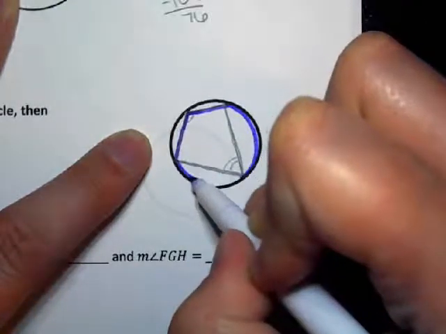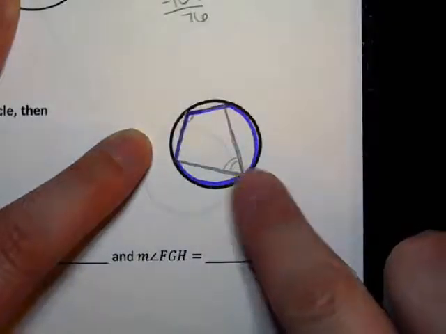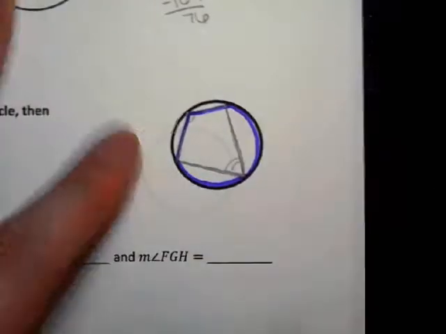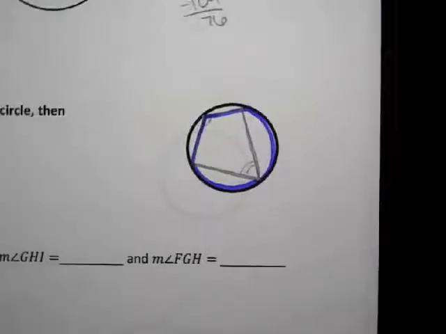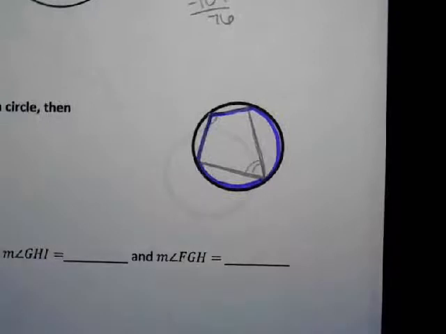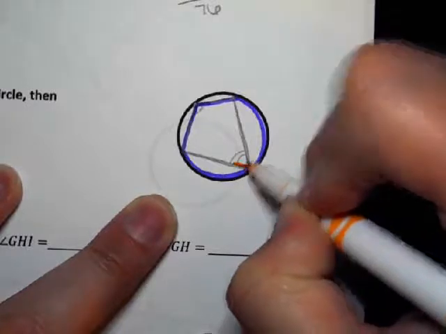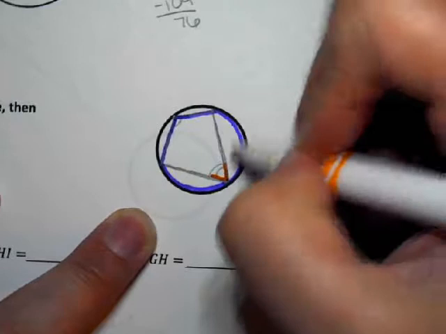So for me, that angle goes with an arc that is the majority of the circle. That's it for me. It's a major arc. Okay? And now I'm going to take my other color, and I'm going to trace the vertex for the other angle, and I'm going to follow it back the other direction.